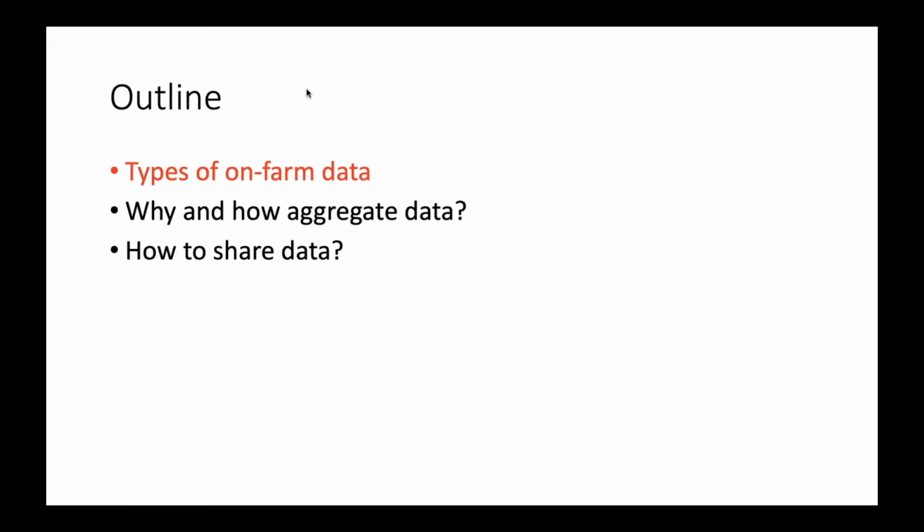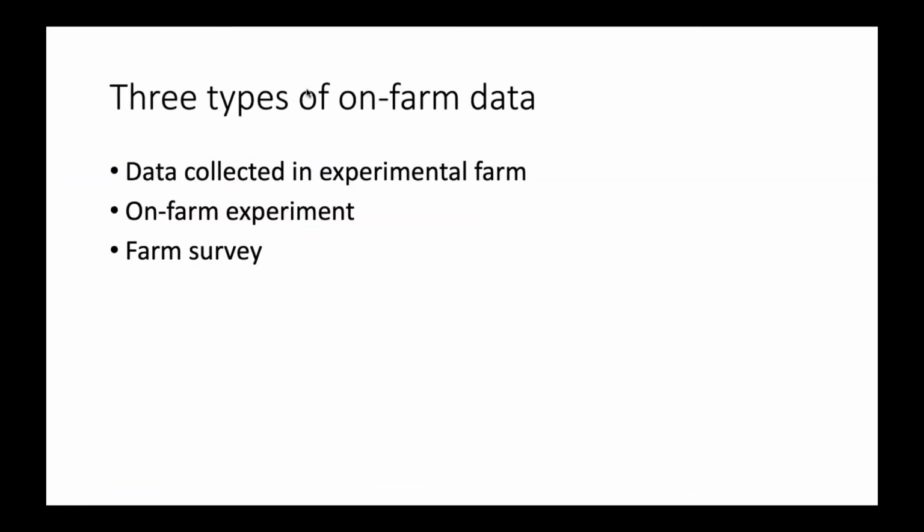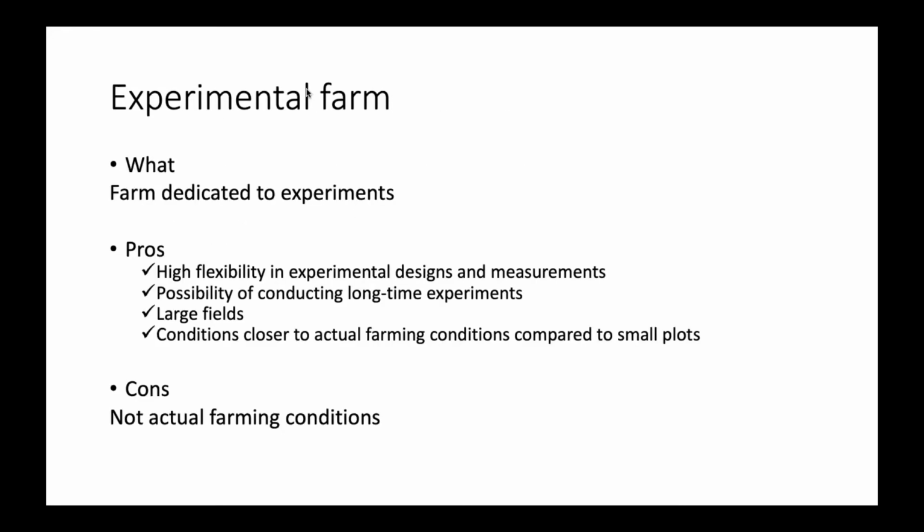First, what are the different types of on-farm data available? So we can distinguish three types of on-farm data, namely data collected in experimental farm, on-farm experiments, and farm survey. So what is an experimental farm? This is a farm dedicated to experiments. This is not really a commercial farm. Also, this kind of farm can sell their products. The objective is not necessarily to earn a lot of money from that. The main objective is to make experiments for research institutes or extension services.